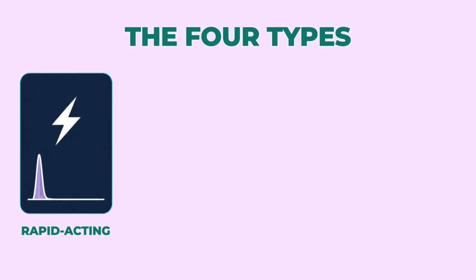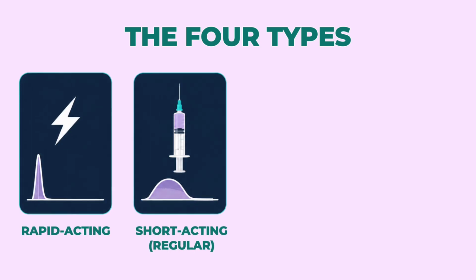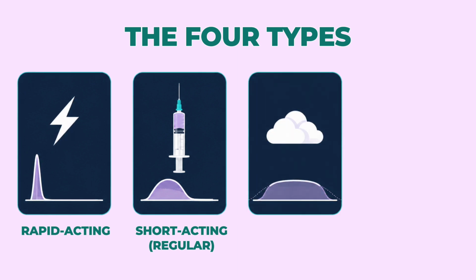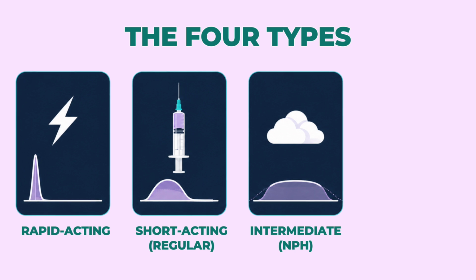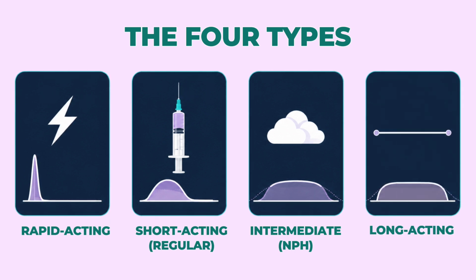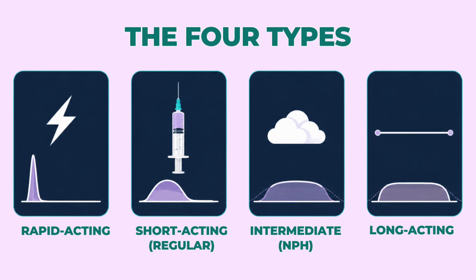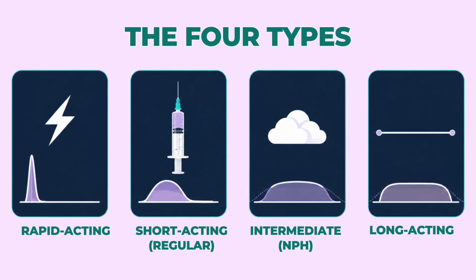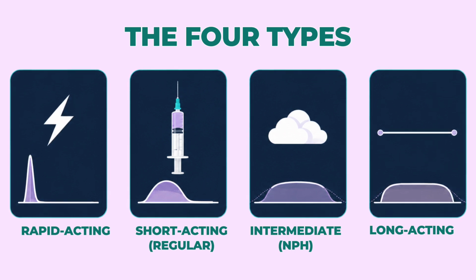There are 4 main types of insulin you need to know. Number 1, rapid-acting insulin. Number 2, short-acting insulin. This is also called regular insulin. Number 3, intermediate-acting insulin. The most common example is NPH. Number 4, long-acting insulin. Think of them as a spectrum, from the fastest to the slowest. We will go through each one now. After all 4, I will give you a comparison table and 2 exam questions.